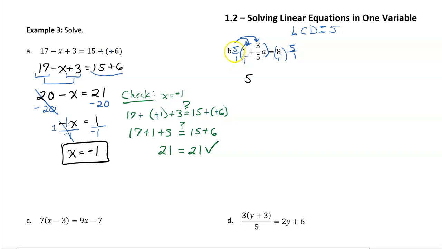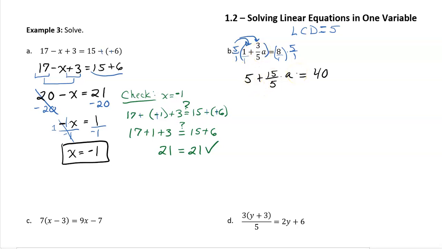Now to the fraction, 5 times 3 is 15. I'm multiplying straight across. 5 times 3 is 15. 1 times 5, in this case, is 5. Then I still have that a. And on the right-hand side, 8 times 5 is 40. And then 1 times 1, it's going to be the 1 on the bottom, so we're okay. So multiplied by that LCD.